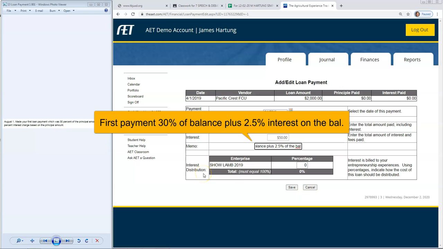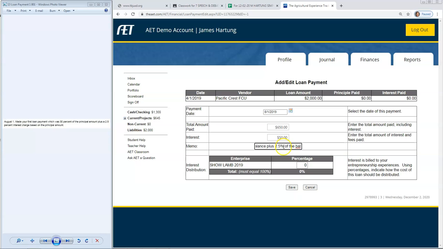Now you take a look down here on the interest distribution. What percentage of it went to the show lamb? Well, in this case, we only have one project, and the entire loan was for the lamb, so that is going to be 100% of that payment for the show lamb, which, as it turns out, is an expense. So that needs to be attributed to the show lamb so that when we start taking a look at our reports, they are reflected accurately on the distribution of that interest expense.